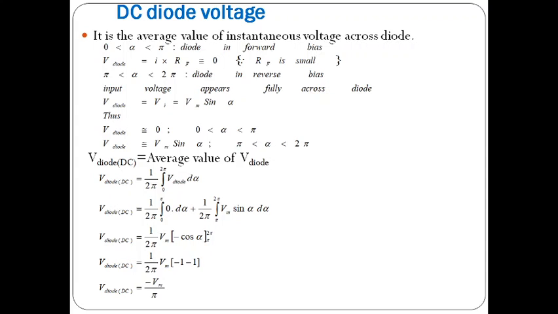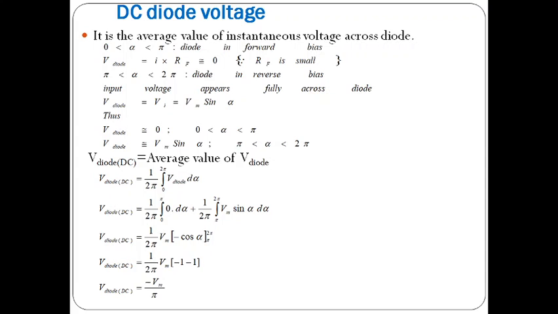In this time period the diode is in forward bias. When the diode is in forward bias, the resistance offered by the diode is very small. We know this Rf is very small. So the voltage drop across the diode is the current passing through the diode multiplied by the resistance offered by the diode. The product I into Rf is almost equal to 0. So we can say the voltage drop across the diode during the time period 0 to π is 0.